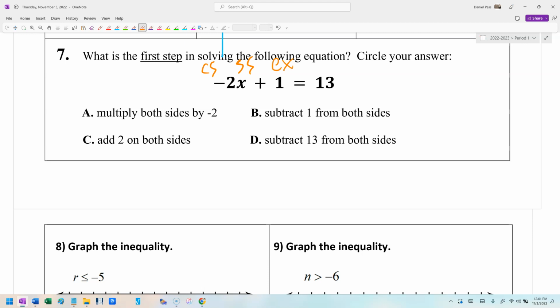So what we have to do first is use the inverse operation on the extra. Since it's +1, it would have to switch into -1. Exactly. Whoever said that over. So that's what? A, B, C, or D? B.